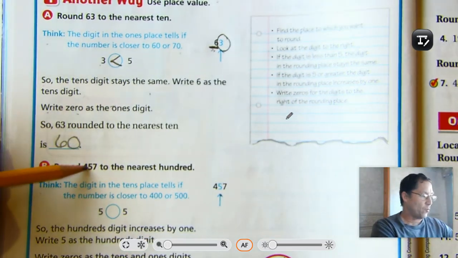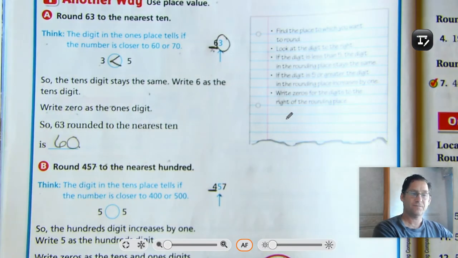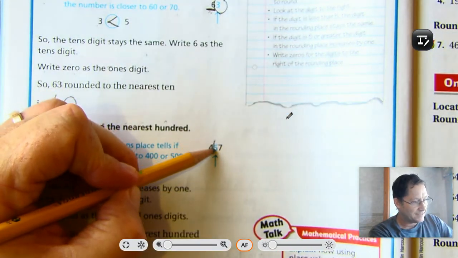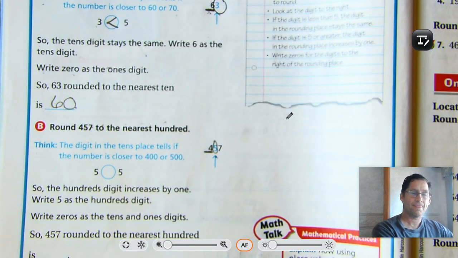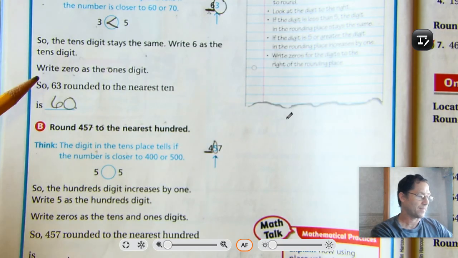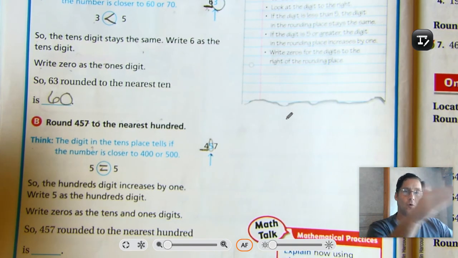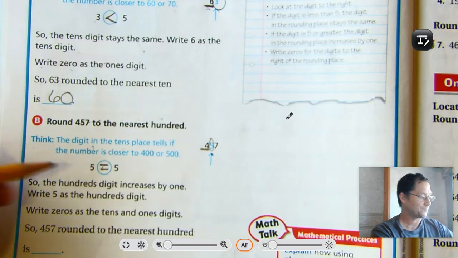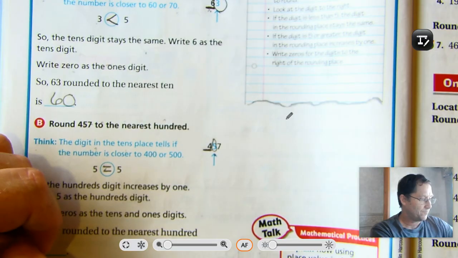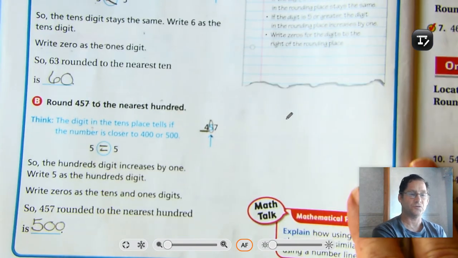Part B, round 457 to the nearest 100. So this time our rounding place is the hundreds. I have 400s. I'm going to look to the digit to the right of what I want to round to, to decide if I'm going to round up or keep the digit the same, which we know as rounding down. So the digit in the tens place tells if the number is closer to 400 or 500. So 5 is the same as 5. If the number is 5 or greater, we're going to increase the rounding place by 1. So we're going to increase the 400s by 1, and we're going to replace the 10s and the 1s with zeros. So 457 is closer to 500.